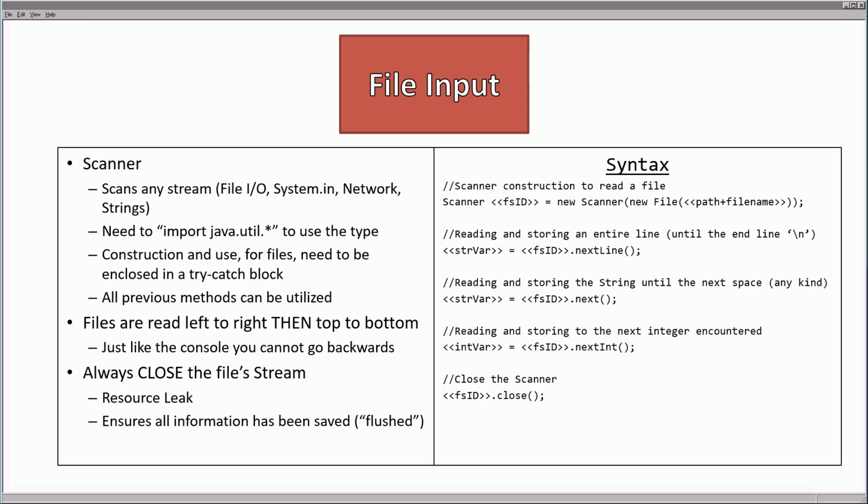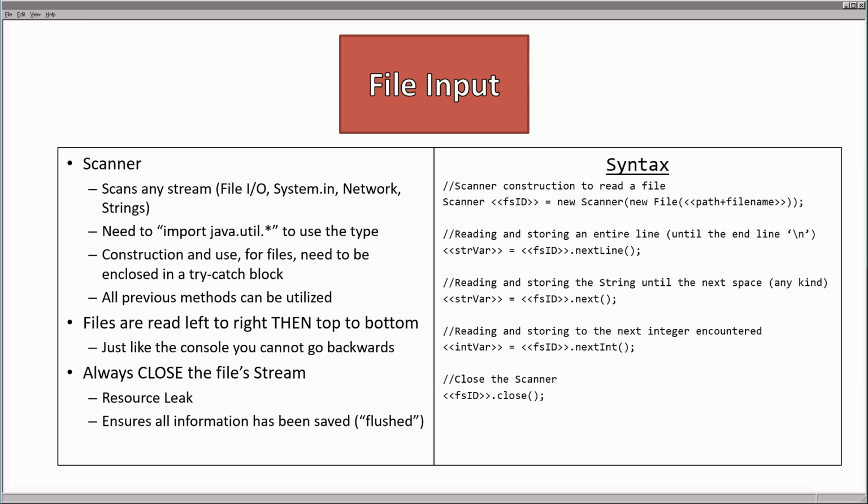Another thing to keep in mind is the scanner reads from left to right, then top to bottom. Just like when you're writing stuff in the console, you can't go backwards and access previous information that was entered into the console. It only reads what was immediately entered, one at a time. Now, just like with the print writer, the scanner has to be closed. The file's input stream has to be closed.